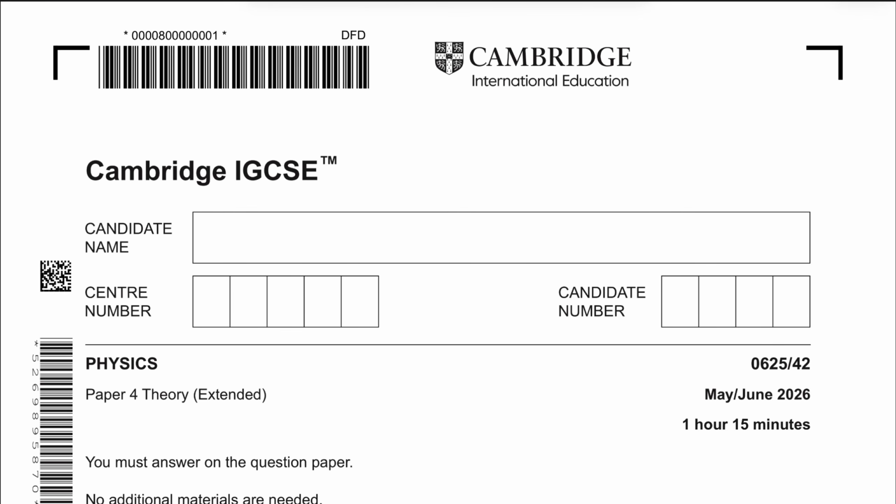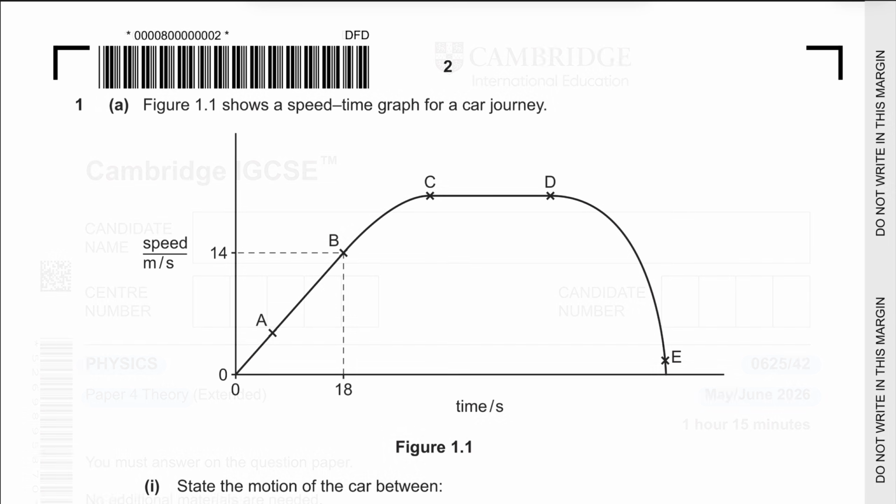This video is a tutorial on Physics Paper 4 Theory, Variant 4.2 from May-June 2026 examinations. Question 1 Part A, Figure 1.1 shows a speed time graph for a car journey. This is a question from Chapter 1.2 Motion.